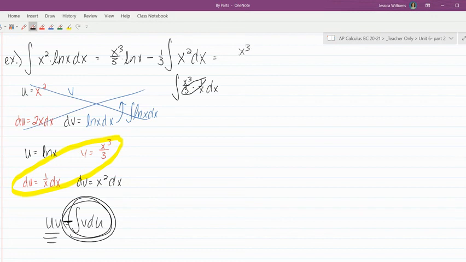So final answer is x cubed over 3 natural log x, minus, add 1, divide by the new, leaves me this, plus c. That is by parts. That is easily the hardest integration technique that you've got. And part of the challenge is choosing what should be u and what should be dv, and you're only going to get good at that with practice. So I have some practice for you.